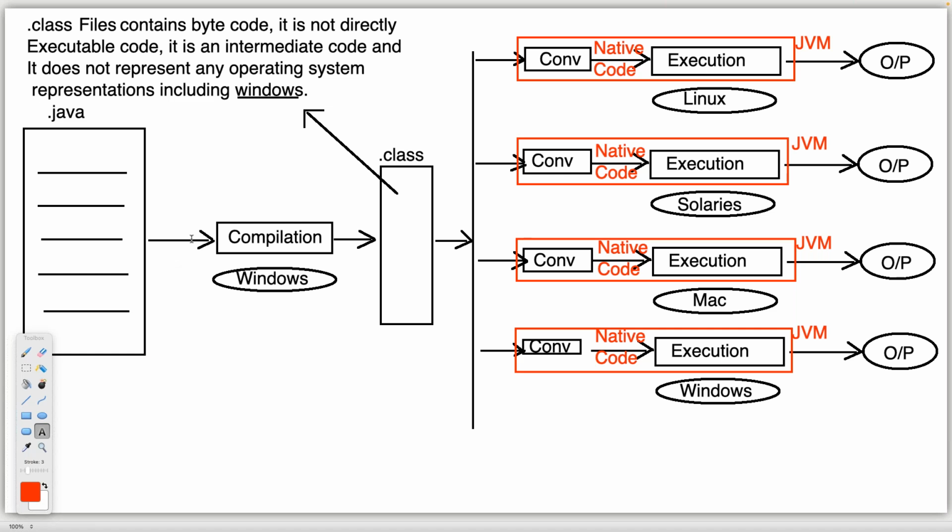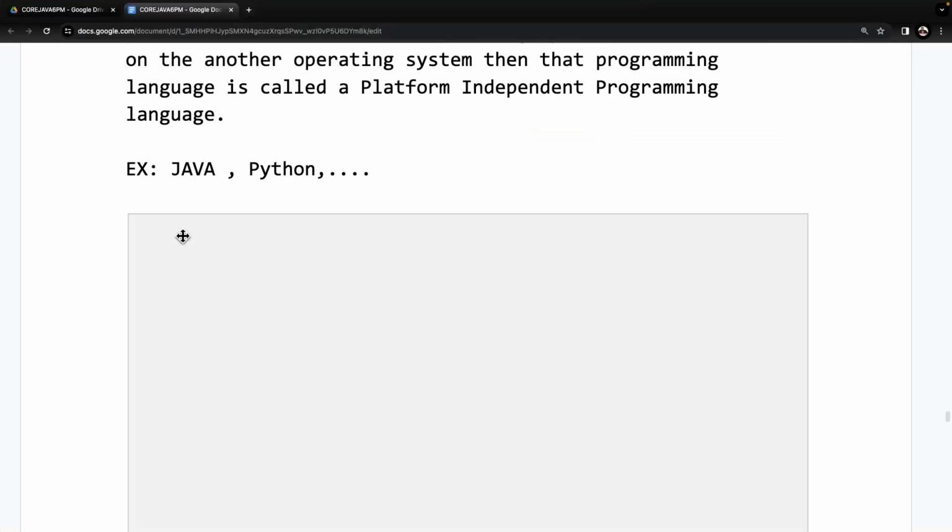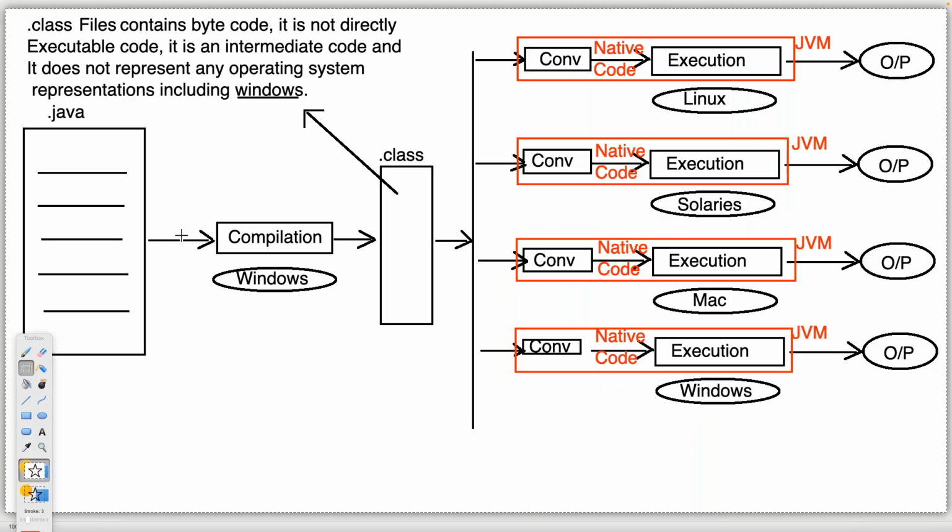So this is exactly the meaning of Java and its platform independent nature. Clear? One more question I'm asking you. Now try to answer it. How many times did we compile our program? Only one time. But how many times have we executed our program? 4 times we execute our program. Am I right or not?